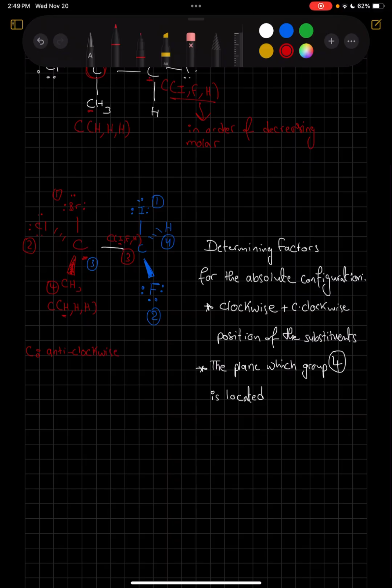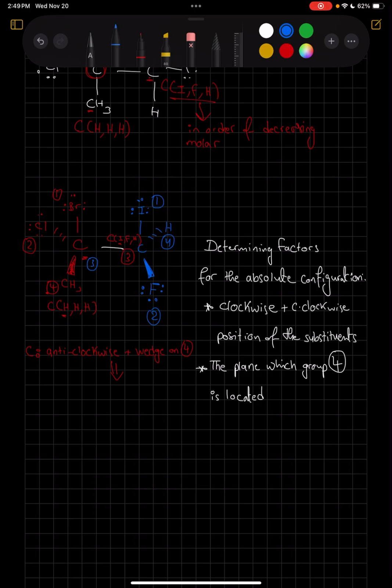and you look at the fourth group. Is the fourth group wedged or is it dashed? It's wedged. So wedge on 4, which would mean that usually if it's not a wedge, if it's just dashed and you would say it's anti-clockwise, then it will be S. But since it's anti-clockwise and it's a wedge, you need to flip it.